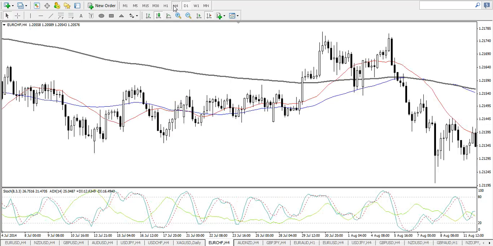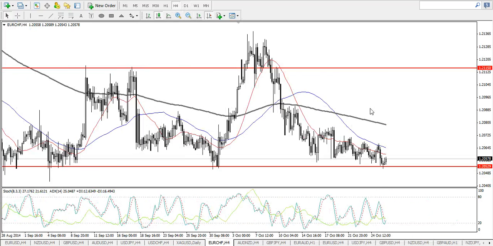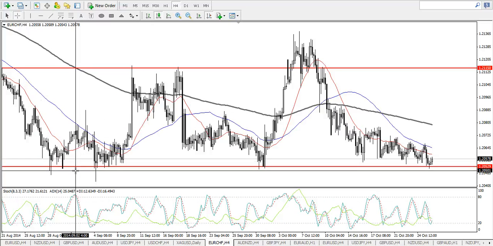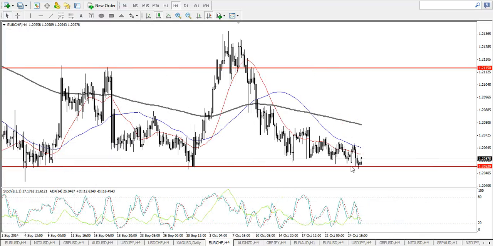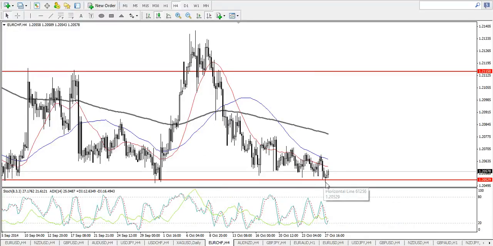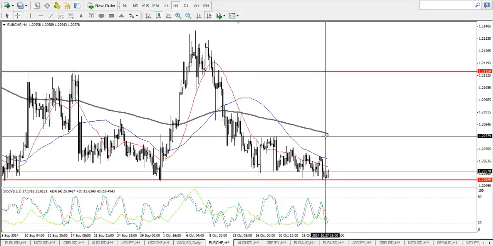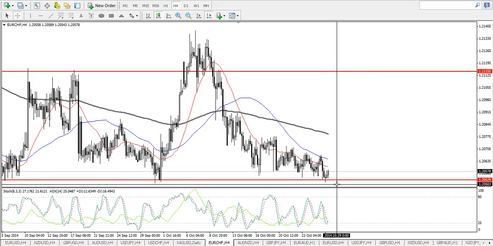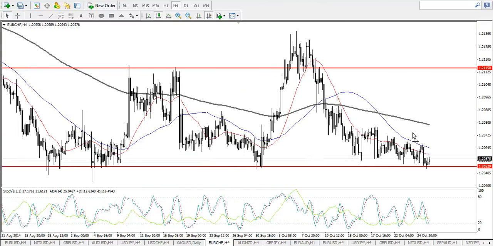And zooming in on the 4-hourly chart, we do see that there is a support level over here, and right now we are seeing that price has touched this support level, forming a magic candle, and the confirmation is about to form right now as well, giving a long opportunity towards the upside.